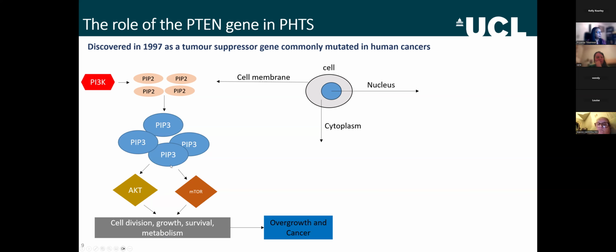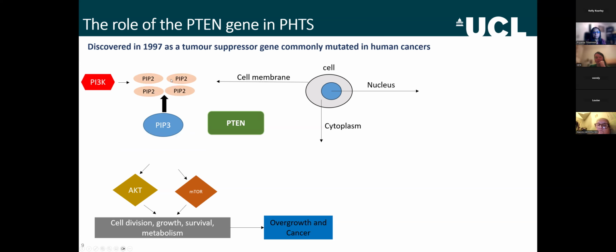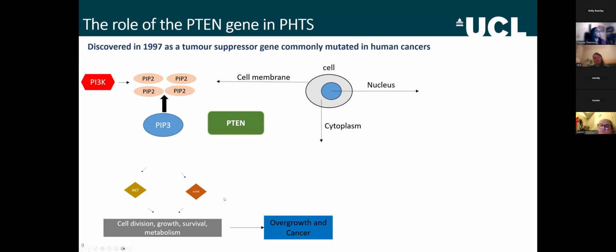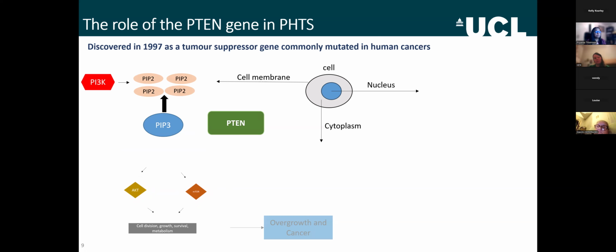So the cell has to employ a brake. That's where PTEN comes in. What PTEN does is it removes this third phosphate group from PIP3 and converts it back to PIP2. So it restores the PIP2 in the cells. Now with less PIP3, there's less PIP3 to instruct what these other proteins have to do. So you have reduced activity of these proteins. Therefore, cell division, growth, survival, and metabolism are kept in check, and therefore it prevents overgrowth and cancer.